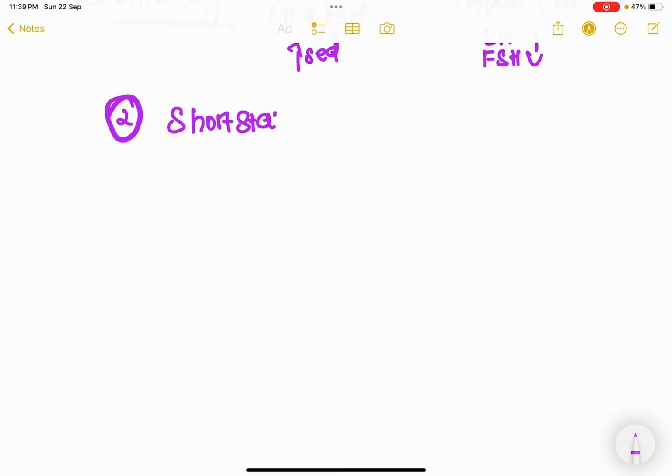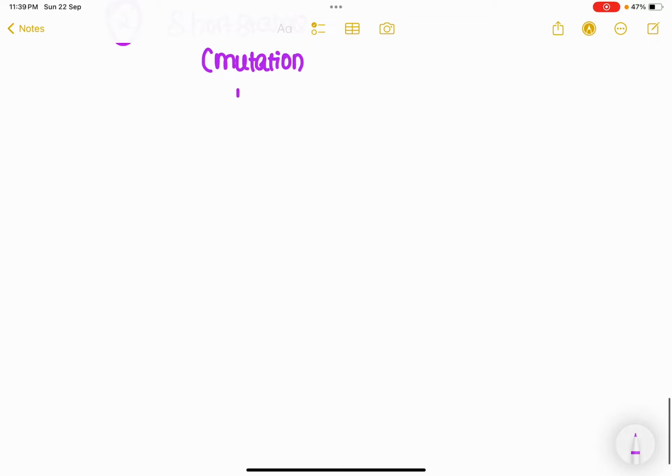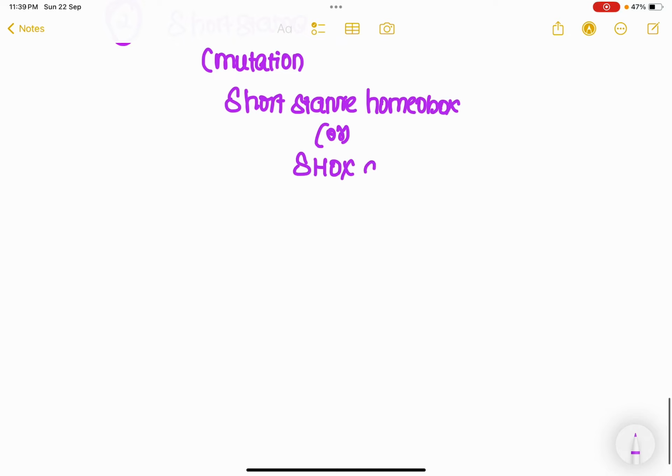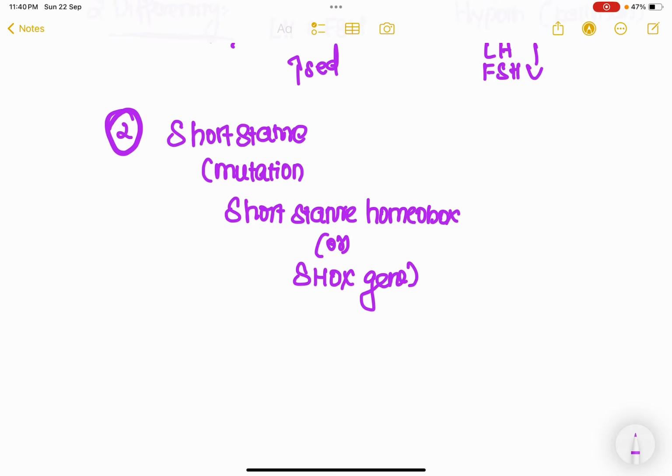Okay. The second most important differentiating factor is that persons with Turner syndrome are going to have short stature. It is because of the mutation in the short stature homeobox gene, which is also termed as SHOX gene. Because of the mutation in the SHOX gene, patients of Turner syndrome are going to have short stature, whereas in patients with Kallmann syndrome, the stature is going to be normal. So this is the differentiating factor.